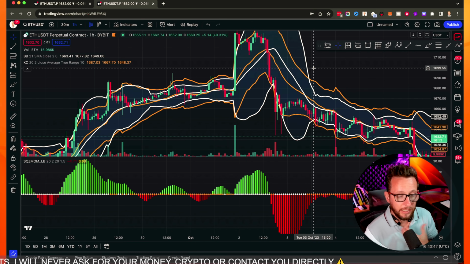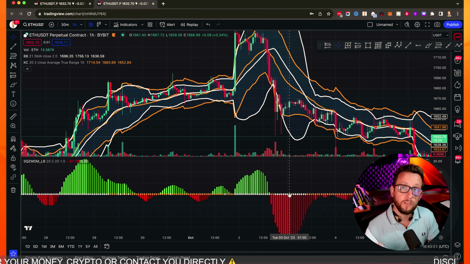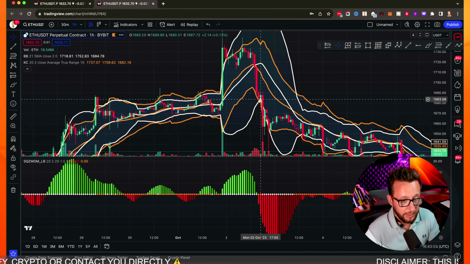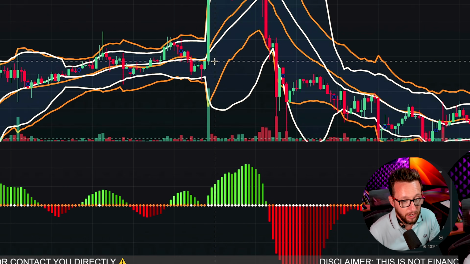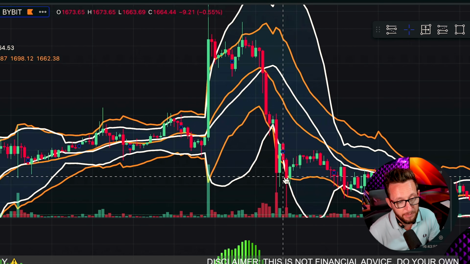Now, as you can see, the problem with this indicator is that it makes a lot of signals, and unfortunately they're not always the best, including this one here. As you can see, we would have taken a long on the top of this candle here, and it would have reversed on us very much like this.